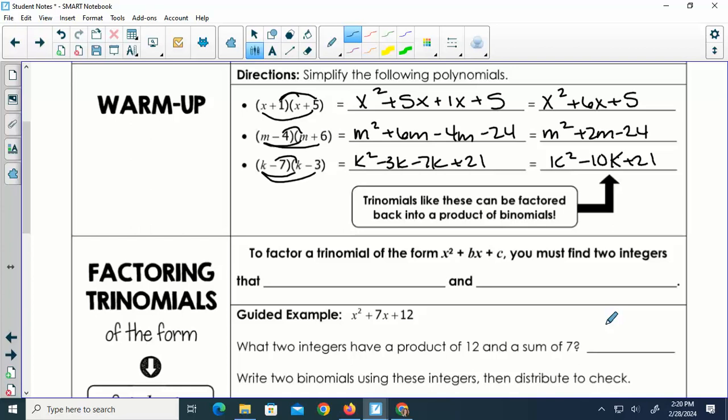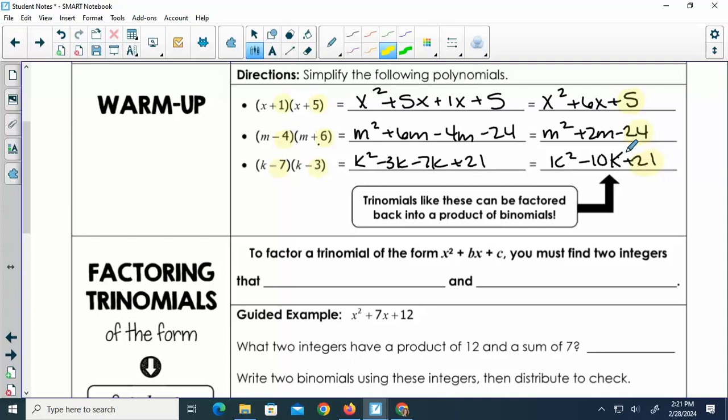Okay. Today, we are going to start with problems like this and work backwards to get the original ones. So let's look and see if we have any patterns. This number, how did we get the 5, the 21, the negative 24? How does that relate to these originals? We did 1 times 5 to get 5, right? Negative 4 times 6 to get negative 24. Negative 7 times negative 3 to get a positive 21. So the constant, we have to multiply to get that number.